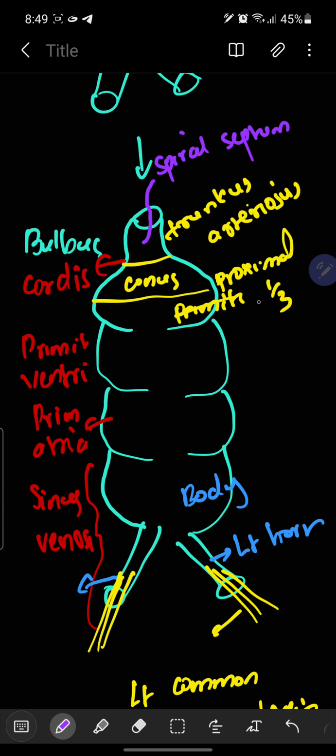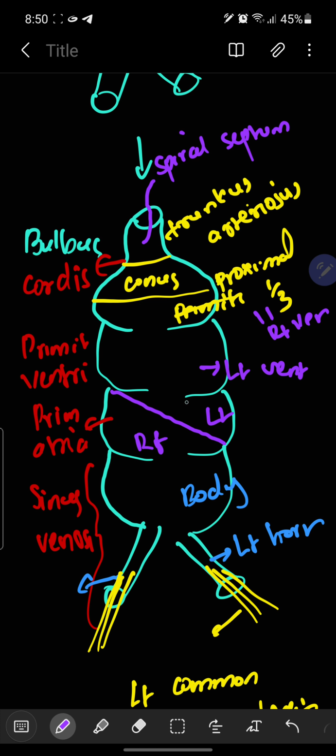The primitive one-third will be converted into right ventricle. Primitive ventricle will be converted into left ventricle. In primitive atria, a septum will develop like this, and this is the left side and this is the right side. This part develops into left atrium and this part develops into right atrium.